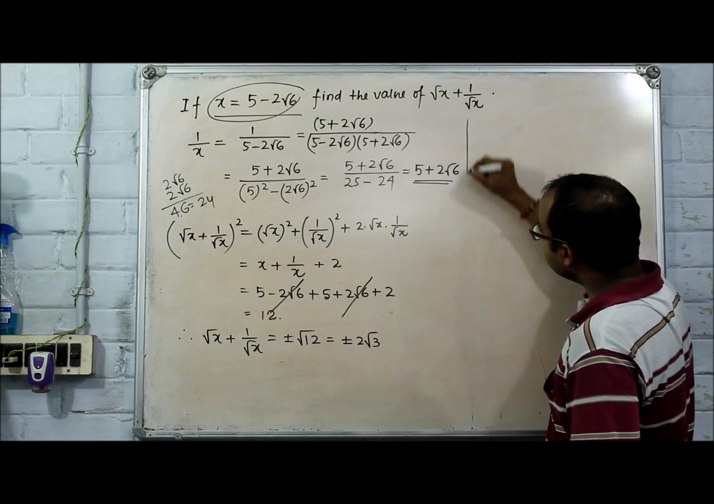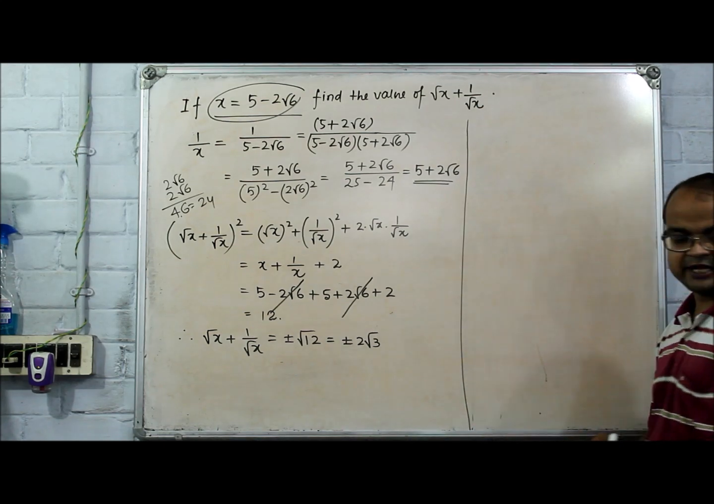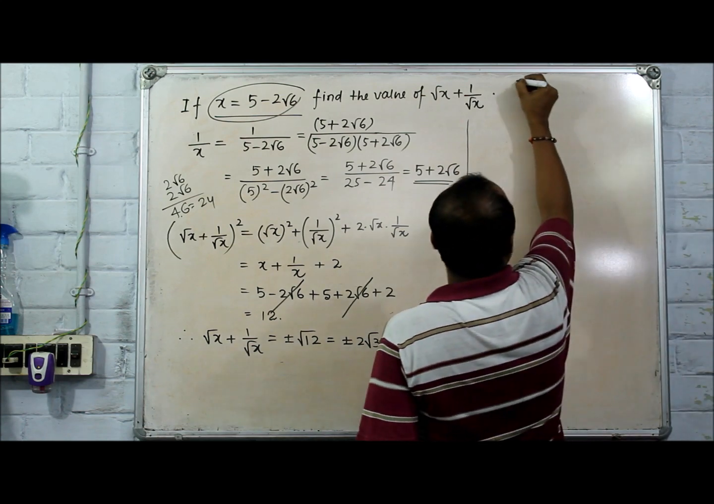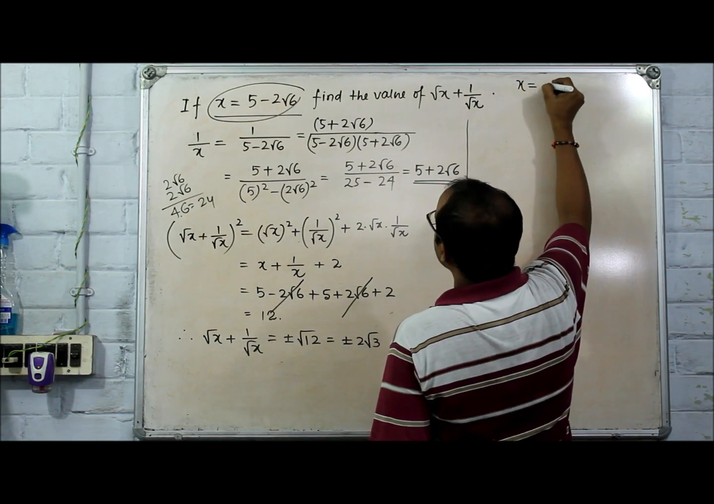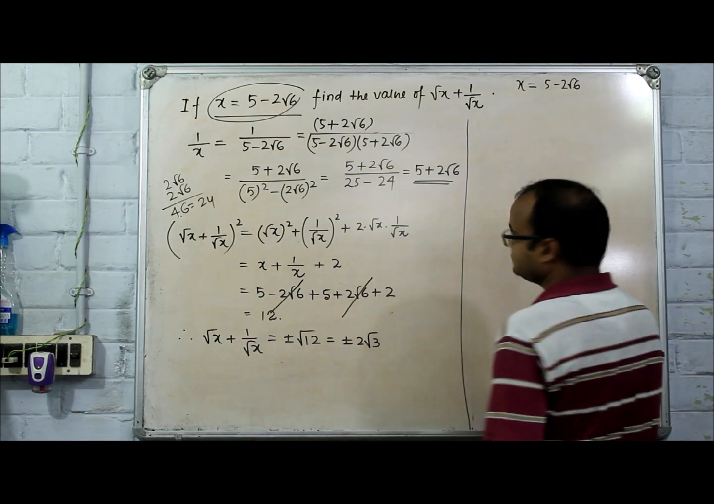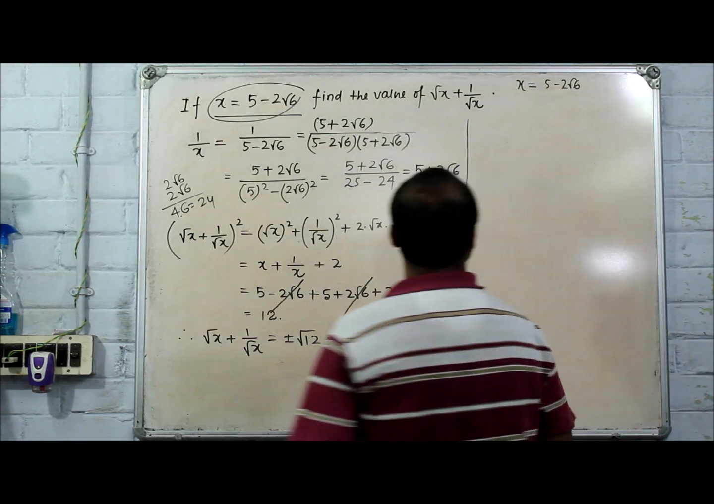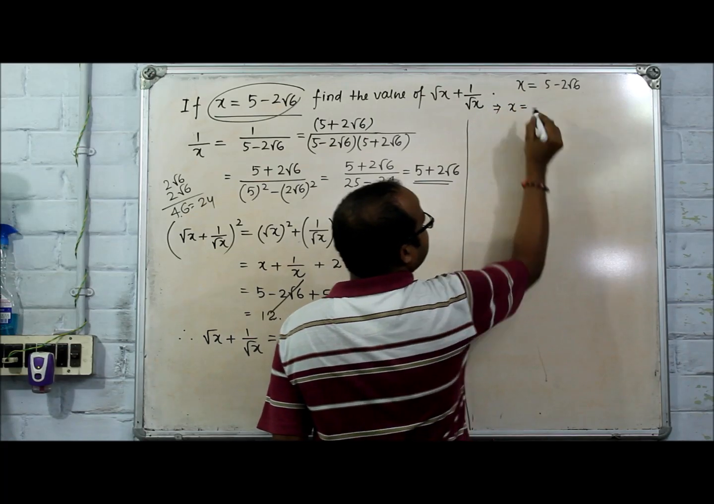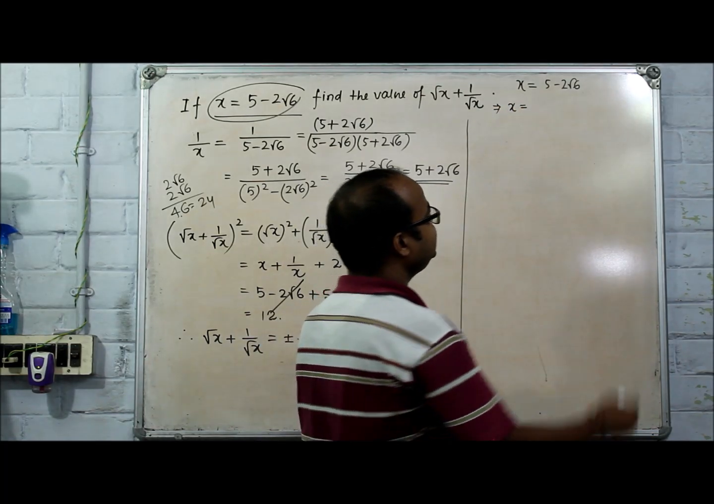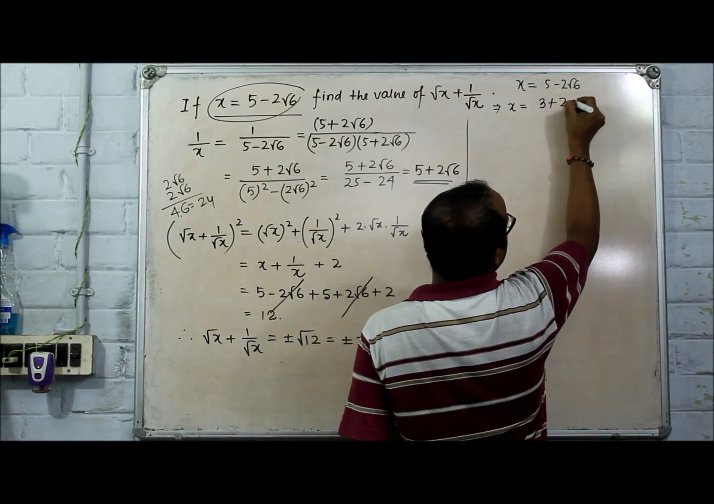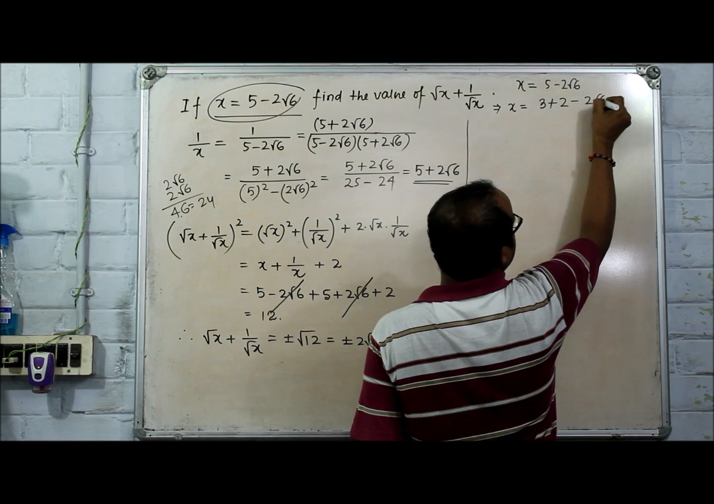Now there is another way to solve this problem. Say x is given as 5 minus 2 root 6. Now this 5 you can write as 3 plus 2. So 3 plus 2 minus 2 root 6.